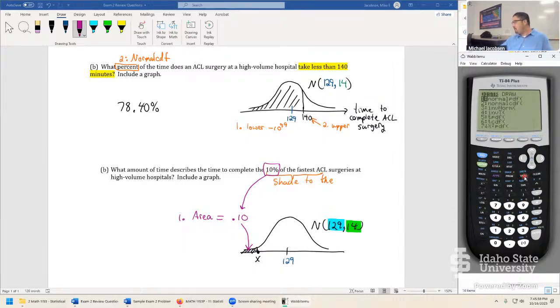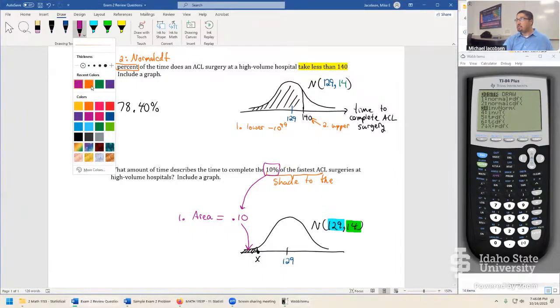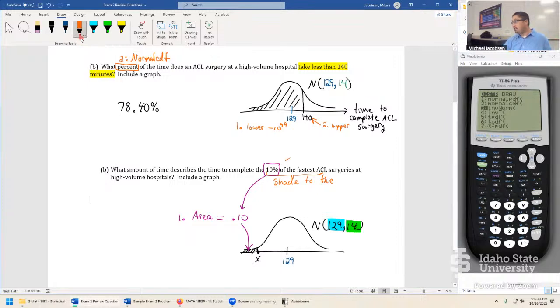Either way, hit second vars to pull up the normal distribution again. This time, other thing I forgot to mention is if they give you a percentage, this means we'll use option 3, inverse norm. So if they ask for the percent, you're on normal CDF. If they give you one and you're looking for a value on the horizontal axis, that's the inverse norm function we'd have to use. Those are the only two that we're going to be using on this panel.